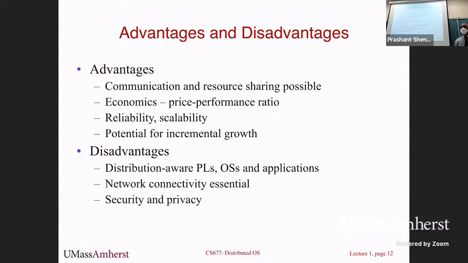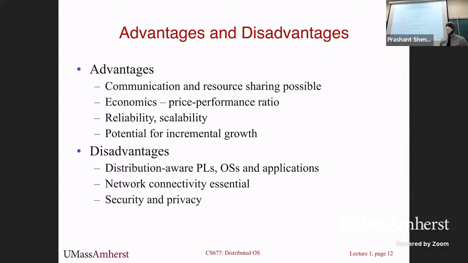The second drawback is that network connectivity is essential. Without a network, your system will not work, because our definition said it's a collection of machines that are connected together over a network. If the network fails, then you don't have a distributed system that functions anymore. If part of a network fails, the rest of your system can run, but if there's a single point of failure and something fails, then you're out of luck. So that's something you want to keep in mind.